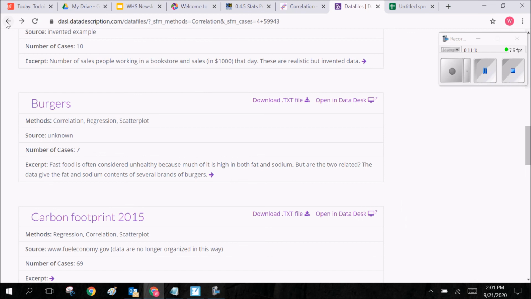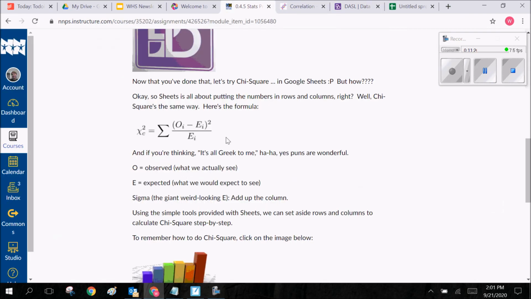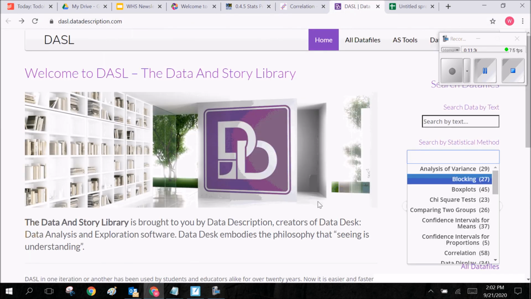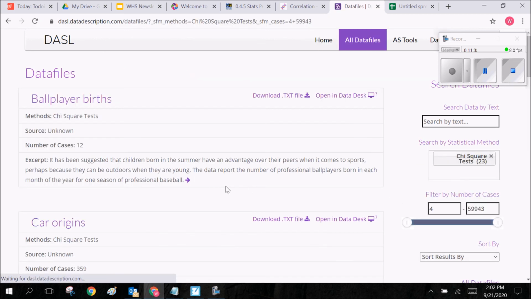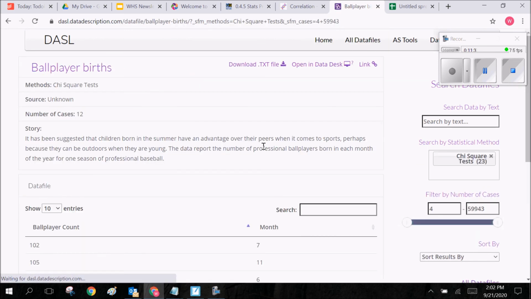relationship. Now, let's go ahead and take a look at chi-square, because chi-square was the other family that we were looking at. So chi-square is basically going to be comparing two qualitative data points together, right? So non-continuous. Let's go ahead and take a look at the DASL. We'll scroll down until we see chi-square. Here it is. All right, we'll go to ball player births because this is a pretty small number of cases and I feel like it's manageable.